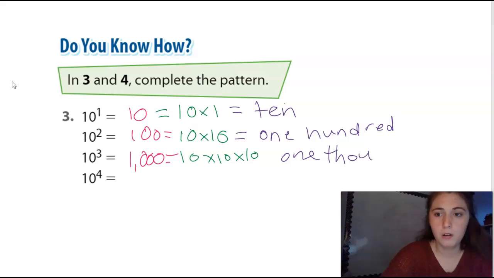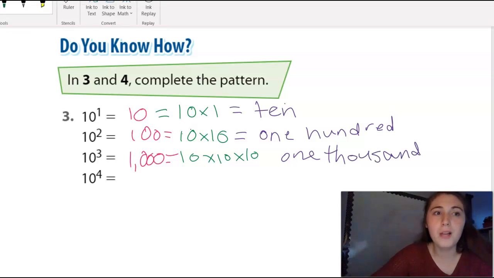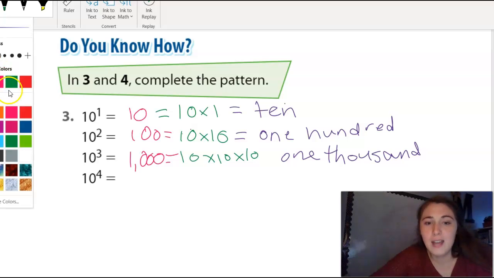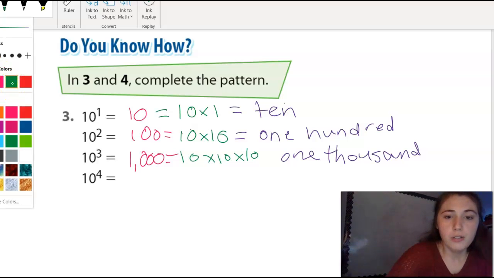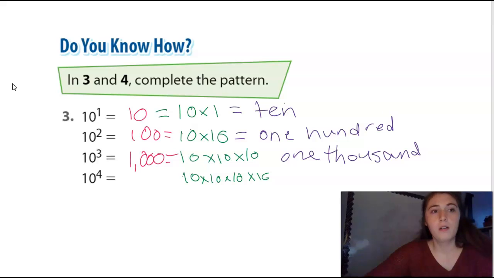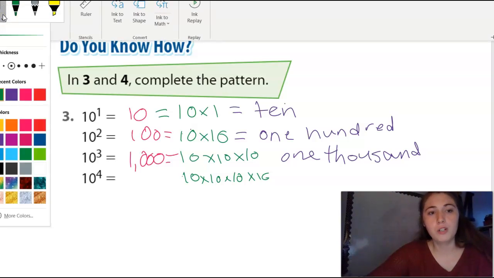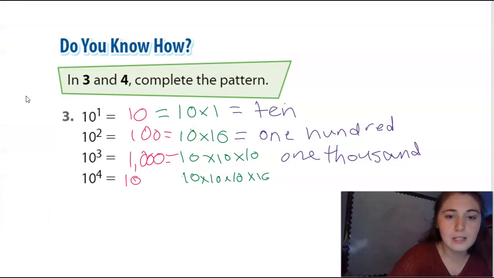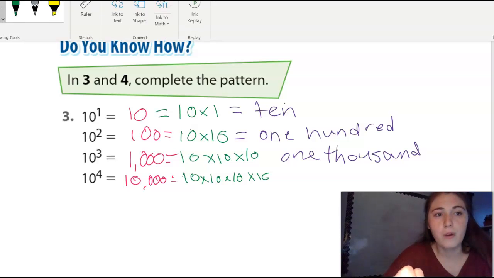All right, now I look at my 10 to the fourth. It means I am multiplying my factor of 10 4 times. So I have 10 times 10 times 10 times 10. And I talk a lot faster than I write. And then I'm going to switch my color to show that that is 10,000. And you're going to write it next to it.